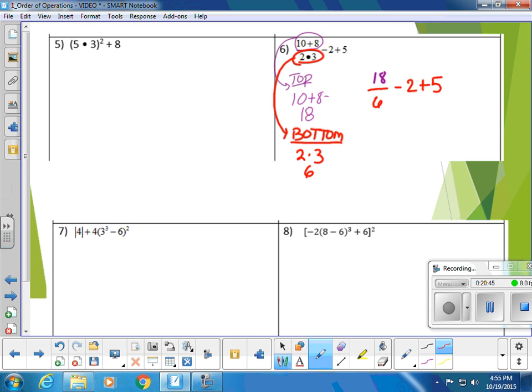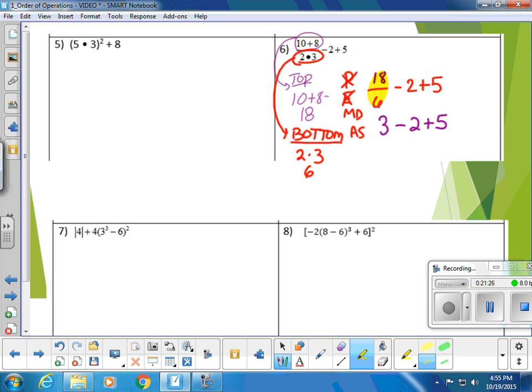So I basically took the first step and did it separately, the top, or the numerator, and did it first, then the denominator. Now I have to come back and do order of operations. Okay, I have no parentheses. I have no exponents. I have to multiply or divide. My first step is division right here with 18 divided by 6. Don't forget, that means 18 divided by 6. That is 3 minus 2 plus 5.